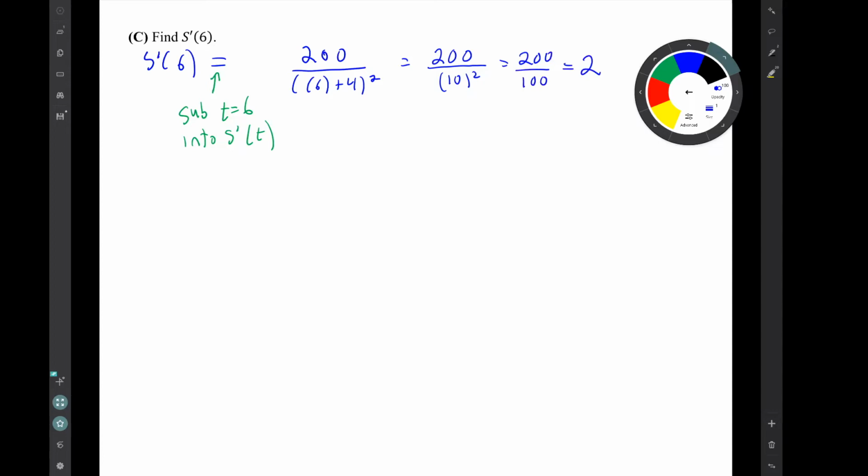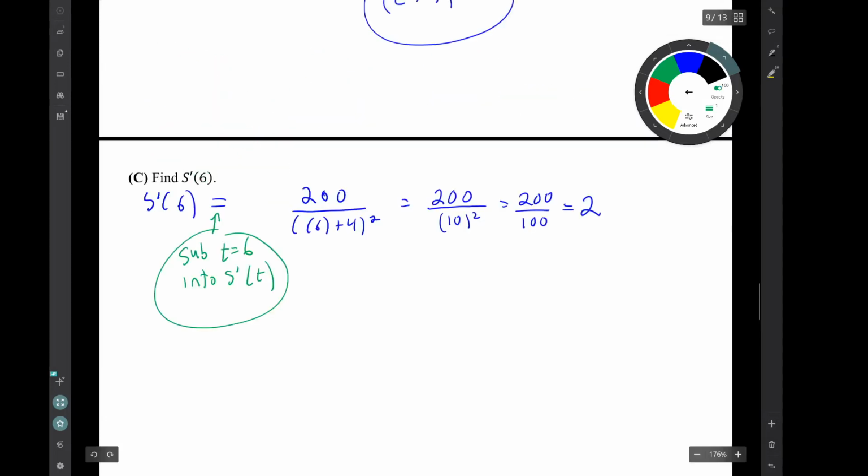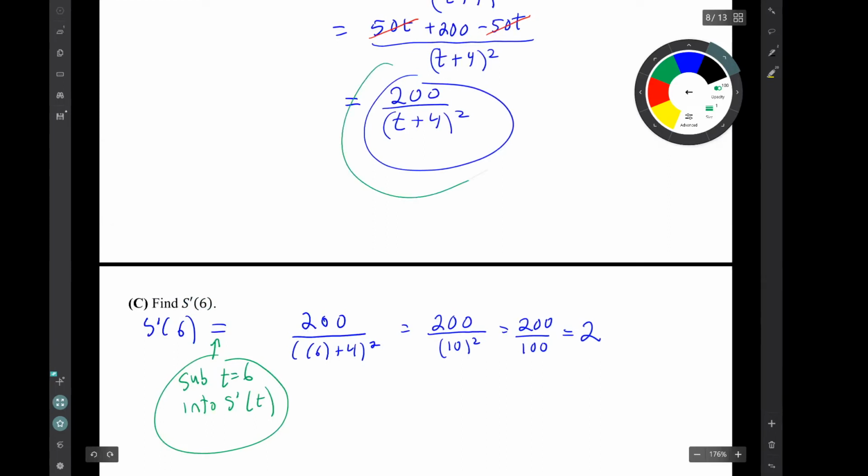We end up with the result that S prime of 6 equals 2. Now remember how we did this. We substituted t equals 6 into the formula for S prime of t. So we got this formula, and we substituted in t equals 6.